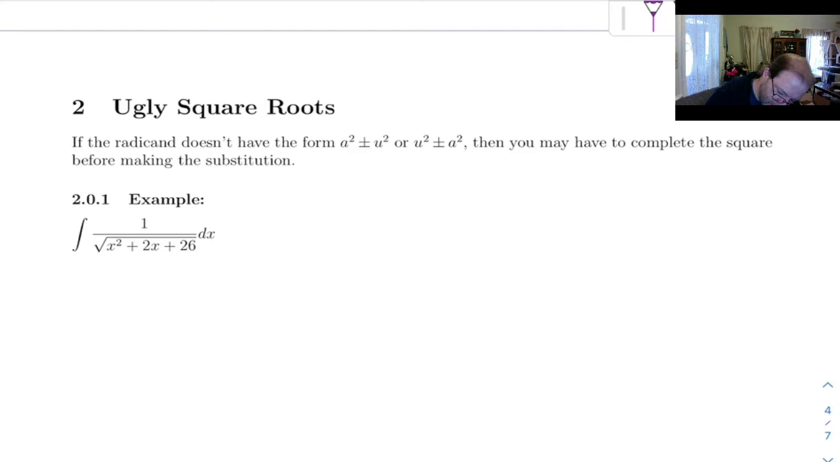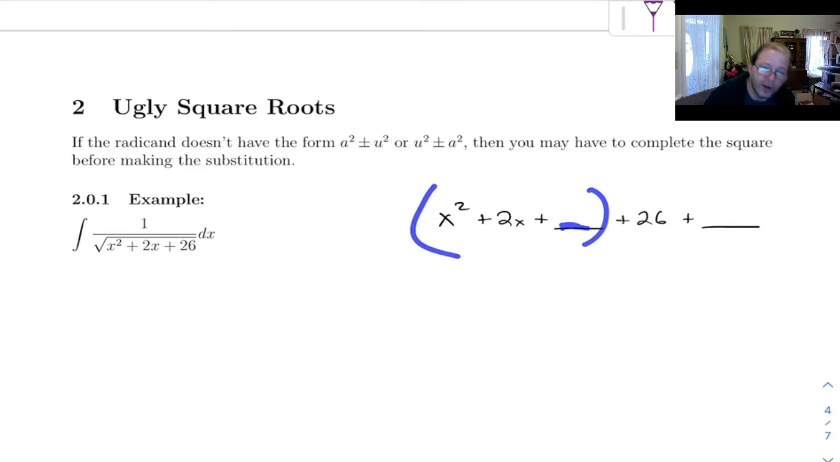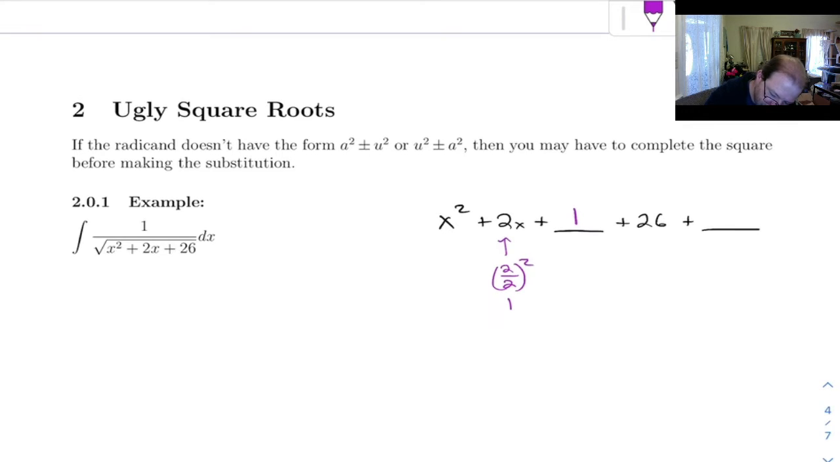That can't be factored, but what we can do is write it like this. I take x squared plus 2x plus blank, plus 26 plus blank. All right, so what I want to do is figure out what we can put in this blank to make this part over here a perfect square. If I take 2, divide it by 2 and then square it, we get 1. So I'm going to put that there, and then I'm going to put a 1 over here in this blank too.